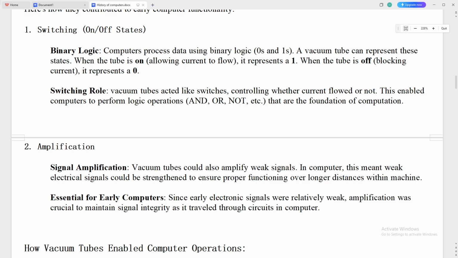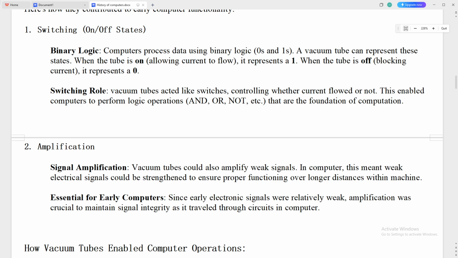So what do we mean by switching? Switching means on and off states. Now, how is binary logic connected to switching? Computers process data using binary logic, or, as we all know, 0 and 1. A vacuum tube can represent these states. How does a vacuum tube represent these states?